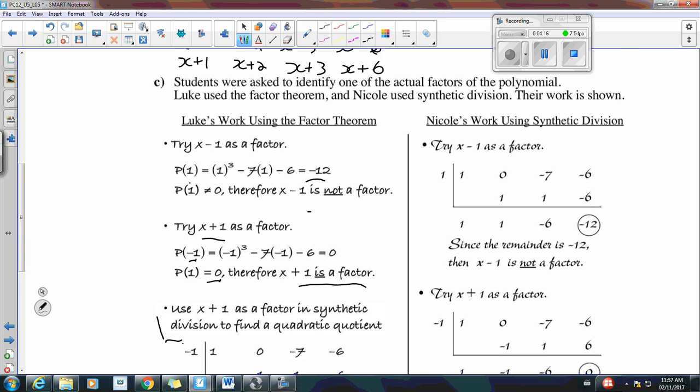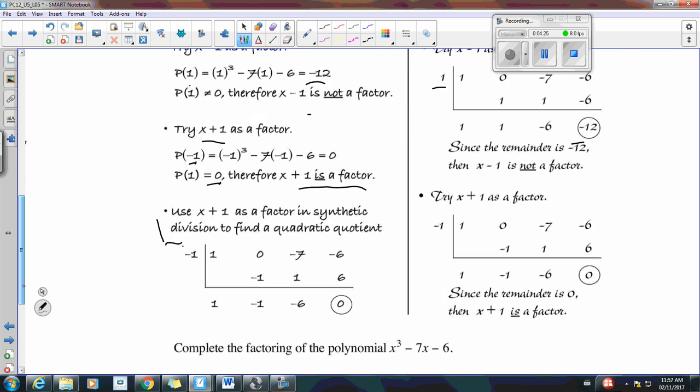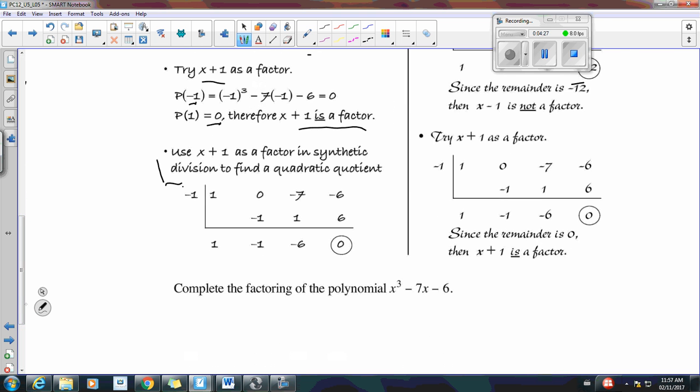Nicole tried x minus 1 as a factor first using division and got a remainder of 12. That told her it is not a factor. Then she tried dividing by x plus 1, got a remainder of 0, and found out it was a factor. Complete the factoring. Well, so far we know that x cubed minus 7x minus 6 is equal to x plus 1 times x squared minus x minus 6.